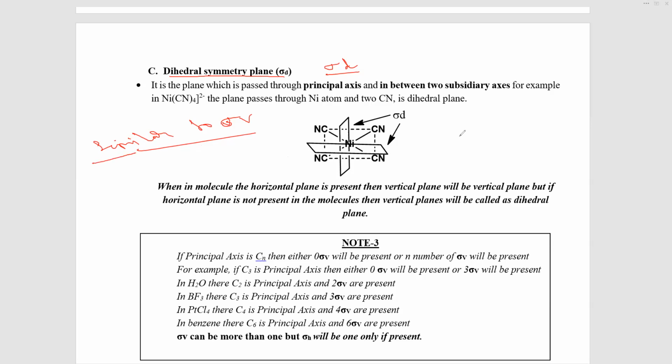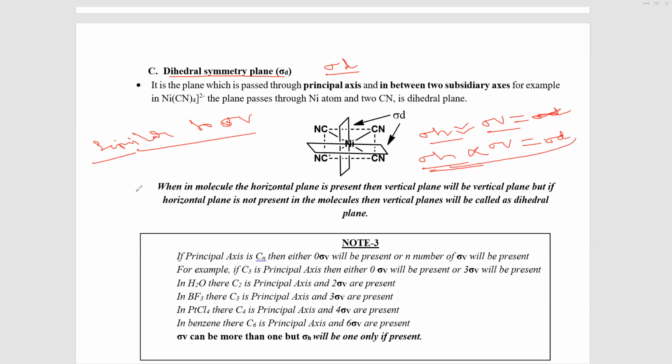Just remember this thing: in a molecule, suppose sigma h is present, then sigma v will be sigma v only. And when the horizontal plane is absent, then sigma v will be sigma d. So that thing you have to remember.